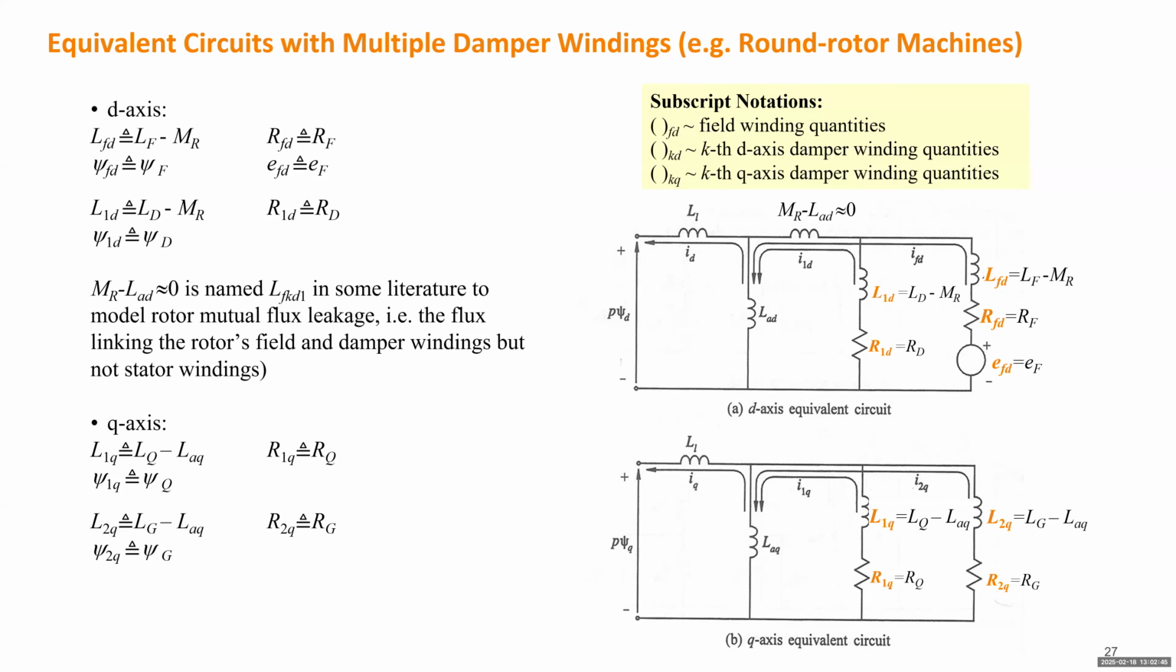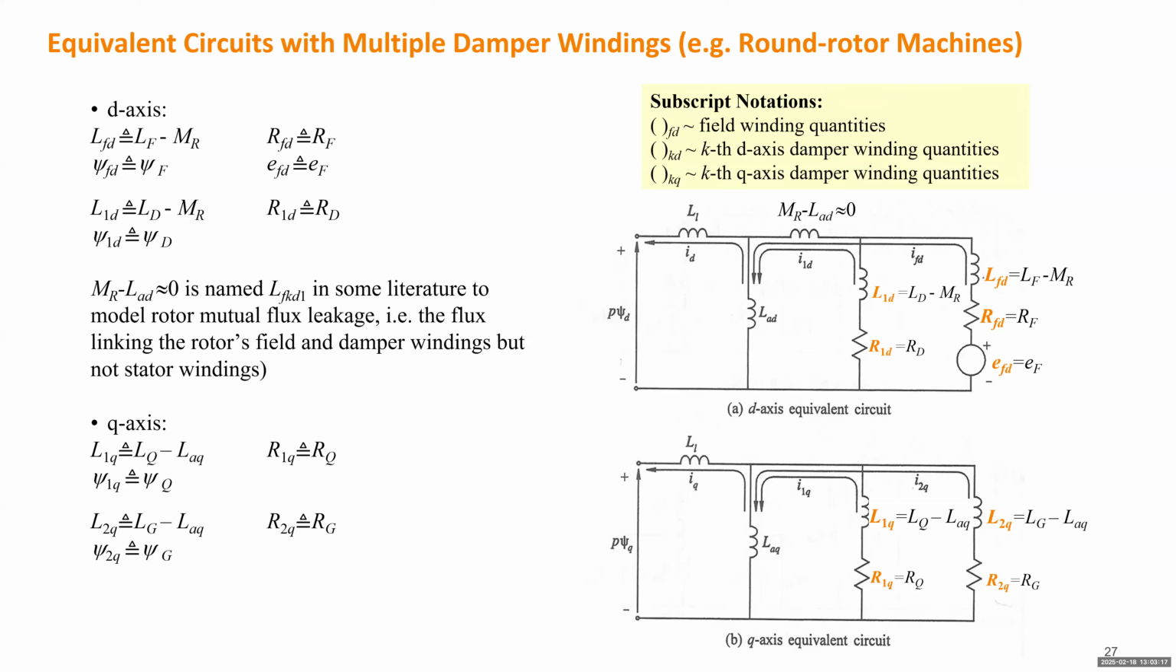MR is like a mutual inductance of a stator winding, but not a couple. Anyway, it will be here, right? But from here we just assume MR to be the same as LAD. So L1D is actually the difference of LD compared to LAD, compared to mutual inductance. And we just call the capital F as EFD, which means field voltage and field resistance.